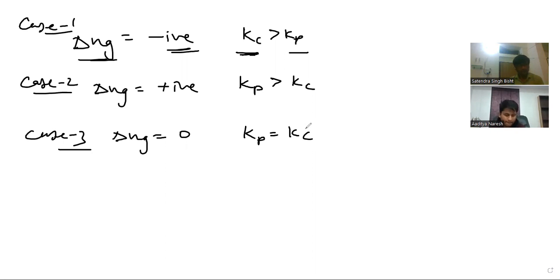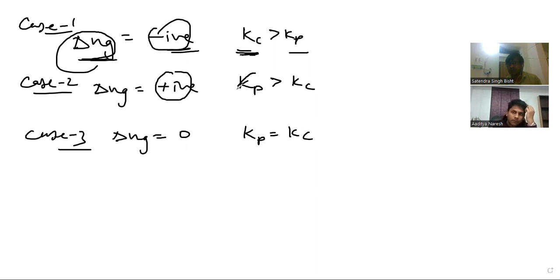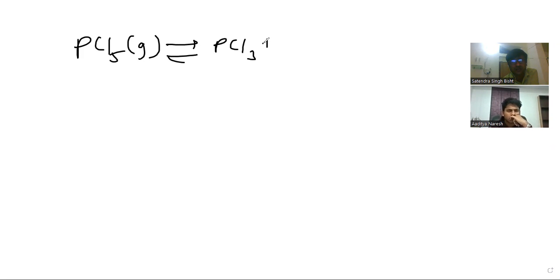Clear? Then tell me the answer. You must know: if del Ng value is negative, Kc is greater. If del Ng value is positive, Kp is greater. And if del Ng value is 0, both are equal. Clear? Now tell me the answer. Next one: you will take only gaseous product. Tell me which one is greater in this case.